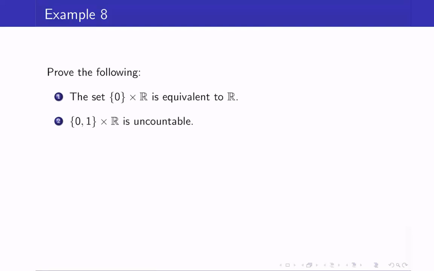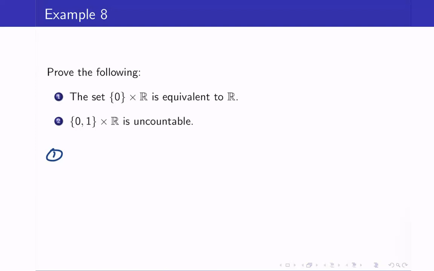For our next problem, we want to show that the Cartesian product of the singleton {0} cross R is equivalent to R, and we will be using part 1 to show that the Cartesian product of the set (0, 1) and R is uncountable. Let us start with 1.